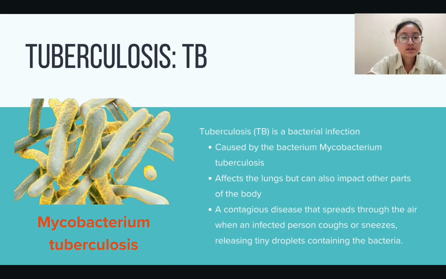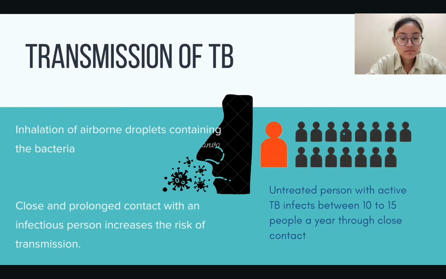TB is caused by the bacterium Mycobacterium tuberculosis. When an infected person with active TB coughs or sneezes, they release respiratory droplets into the air. These droplets contain the bacteria. Another person can be infected by inhaling these airborne droplets. The bacteria then enter the respiratory system. Once inhaled, the bacteria reach the alveoli.